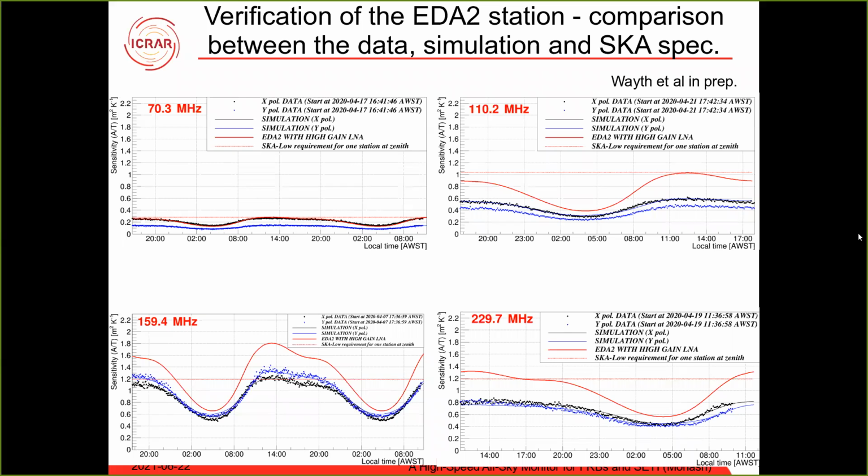We have also done the same tests for the EDA2 station, and you can see the comparison of data and simulation in these images here. We also understand the sensitivity very well, and it compares well with the expectations of the simulation.